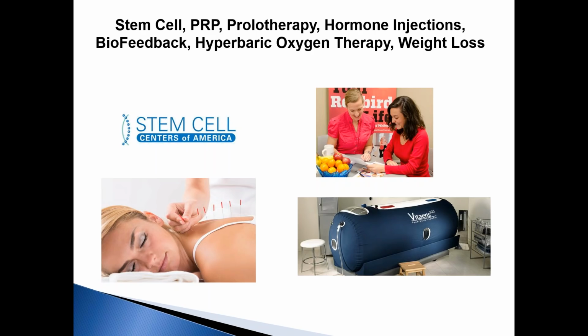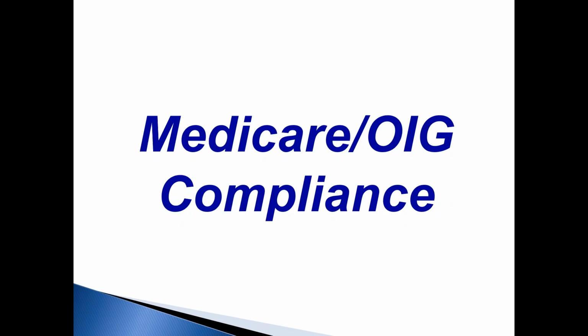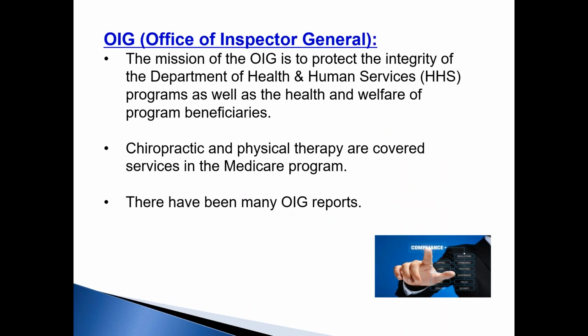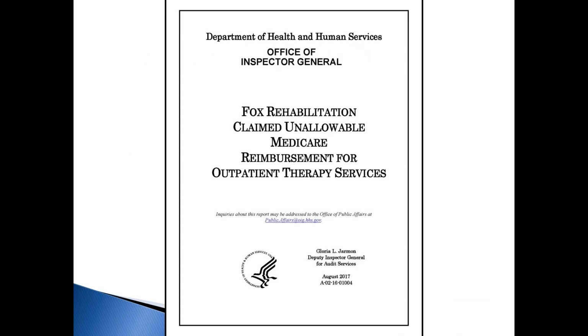Now, if your medical doctor or PT is seeing Medicare patients, you're required to have a Medicare billing and coding manual or compliance manual. The OIG requires it. The OIG, Office of Inspector General, is responsible to protect federally funded programs like Medicare and Medicaid from criminals, from people that are trying to rip off the system. So chiropractic and physical therapy and medical services are covered in the Medicare program, so they do reports, they do analysis.